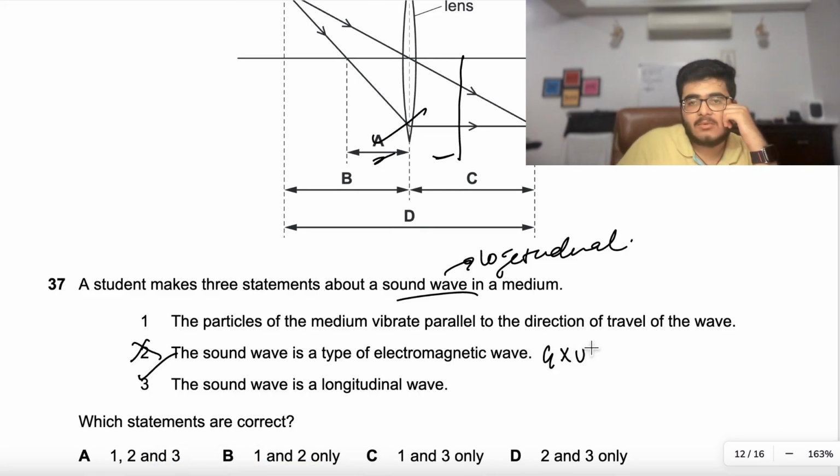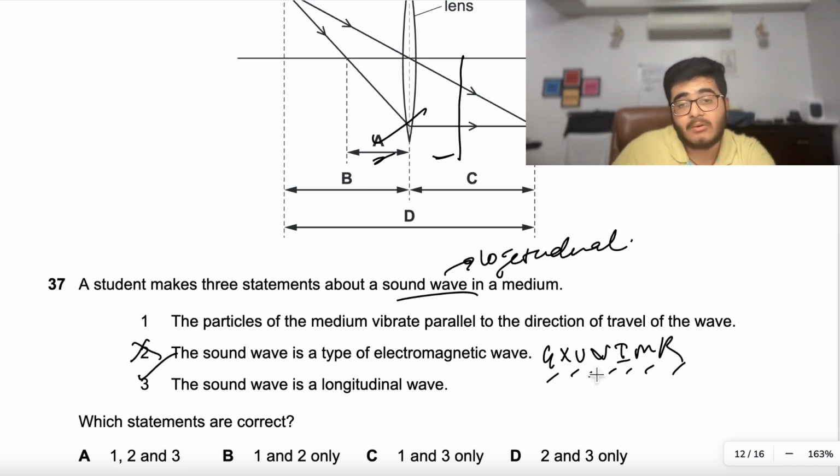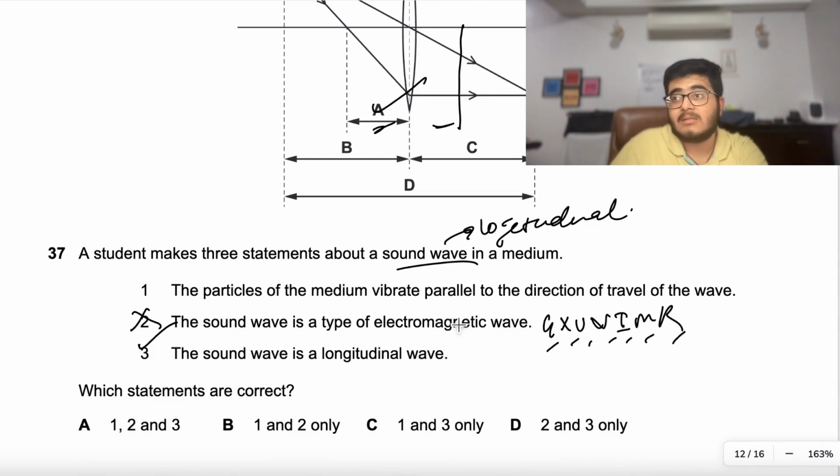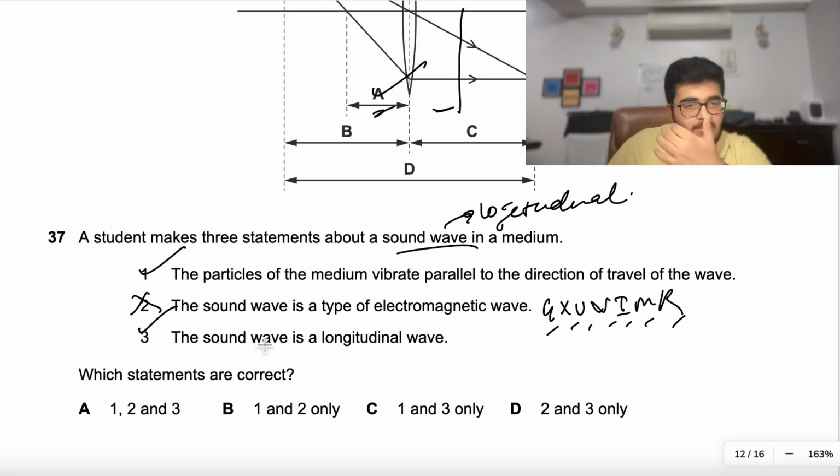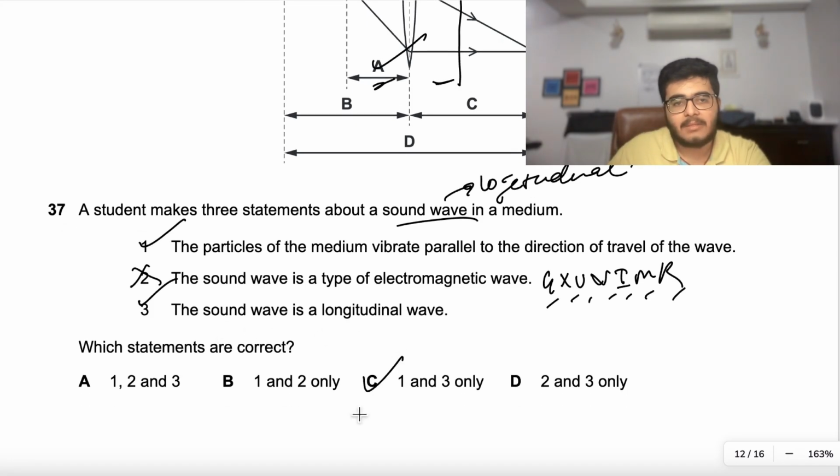Only G, X, U, V, I, M, R: gamma, X-rays, ultraviolet, visible spectrum, infrared, microwaves, and radio waves. So these components only come in the electromagnetic wave and not sound. So one, the particles of the medium vibrate. Perfect, right? Because we have oscillations, we have compressions and rarefactions. So A, 1 and 3. The correct answer is C part.